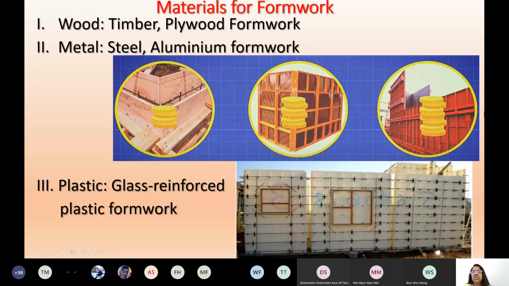When you compare across the cost, timber, plywood, steel, which is high? Cost. You see the dollars there, coins there. Which is high? Steel. Timber, plywood, steel. Which is costly, expensive? Steel. Metals are expensive.